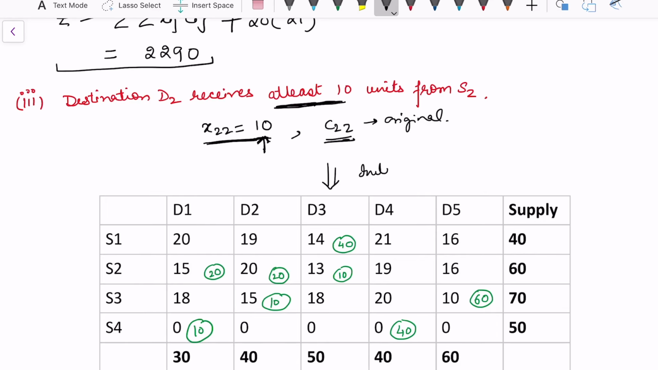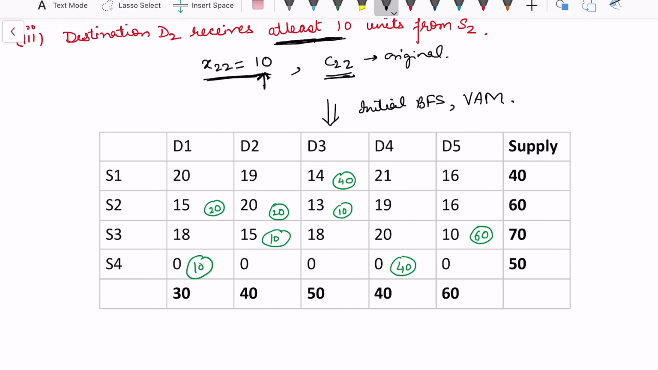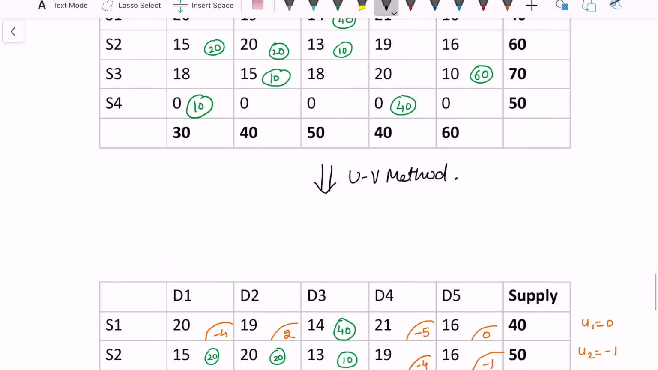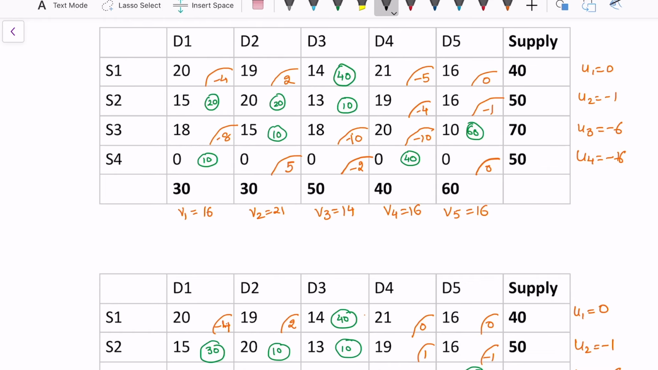I find the initial BFS again using Vogel's approximation method. Once I apply Vogel's approximation method, I get these allocations, followed by the UV method. Then I apply the UV method to check whether this current table is optimal or not. We see here the current table is not optimal, and hence it involves a loop. So let's look at the most positive Zij minus Cij, and here I am going to put a theta. This means I need to search for a loop. You can see here this is going to be the loop.